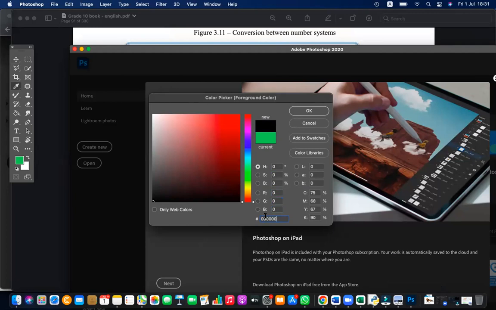So let's put FF to the red. If done, it makes it pure red. So that is the maximum. You can see the red, and here 255 comes.